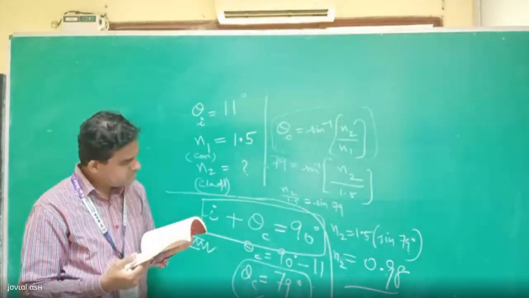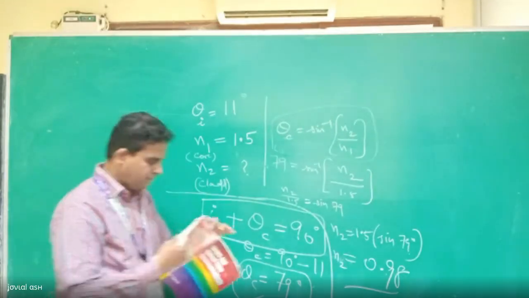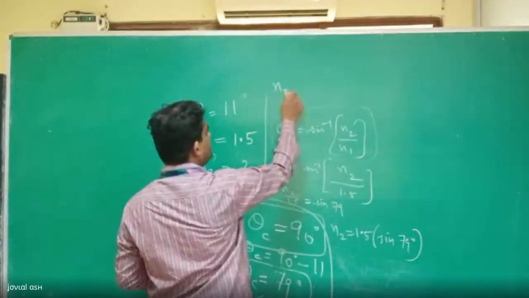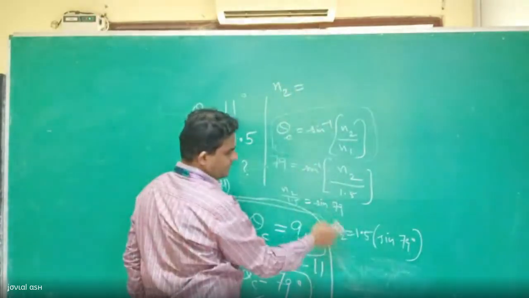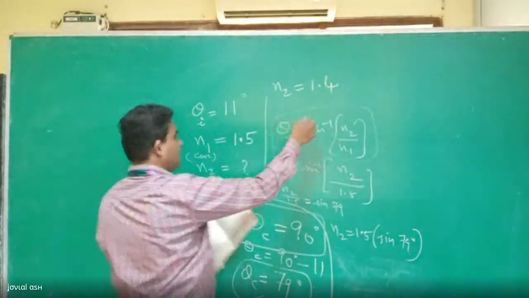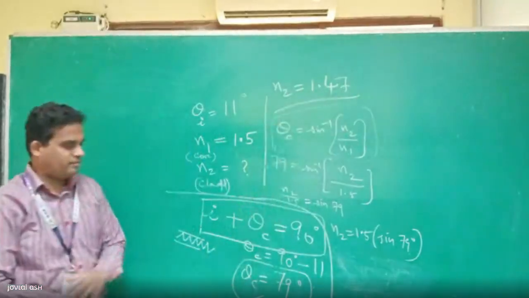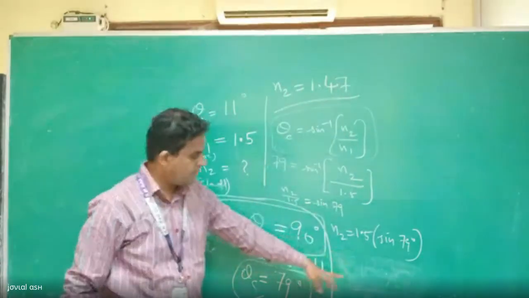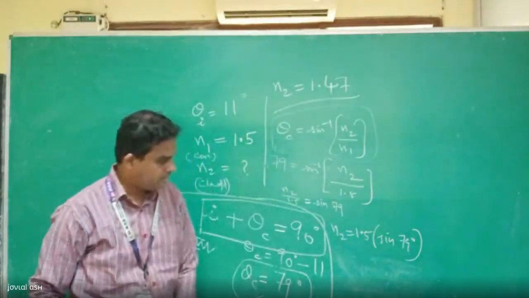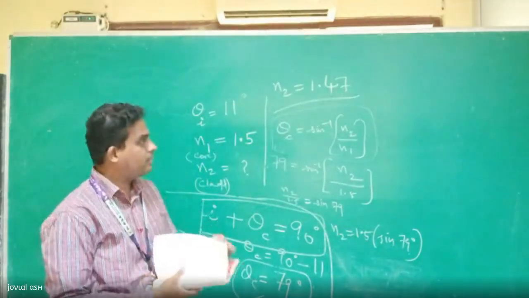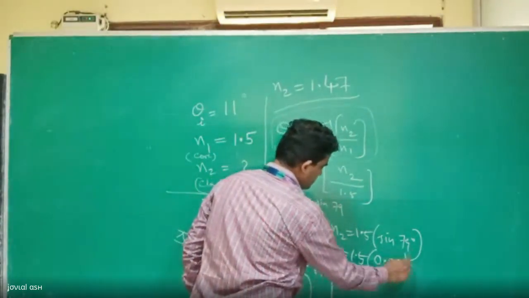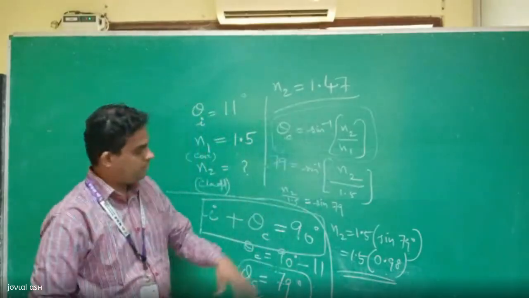Sorry, the answer is 1.4. Take it down. The result is: N2 will be equal to sine of 79 multiplied by 1.5. So you get 1.47, anyway less than 1.5. Sine 79 degrees is 0.98, so 1.5 times 0.98 will be 1.47.